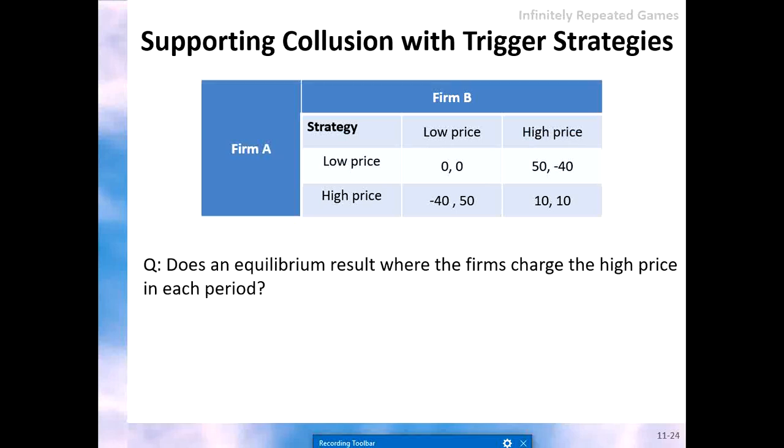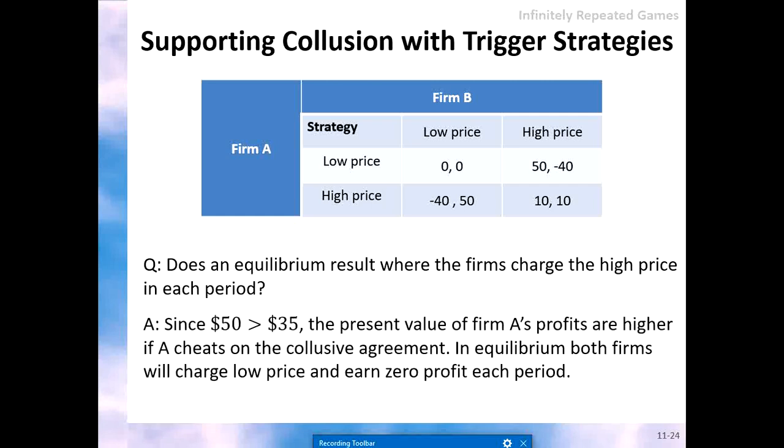So now we come to another question. Does an equilibrium result where the firms charge the high price in each period? Since 50 is greater than 35, the present value of firm A's profit is higher if A cheats on the collusive agreement. In equilibrium, both firms will charge the low price and earn zero profit each period. So this is what it means.